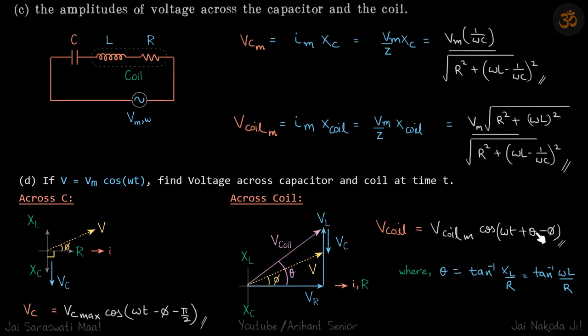Now phi we already know, and theta will be tan inverse XL upon R. So theta is tan inverse XL upon R, and XL is omega L. So this is our answer. This is V coil as a function of time. This is voltage across capacitor as a function of time. This is maximum voltage across capacitor. This is maximum voltage across coil.